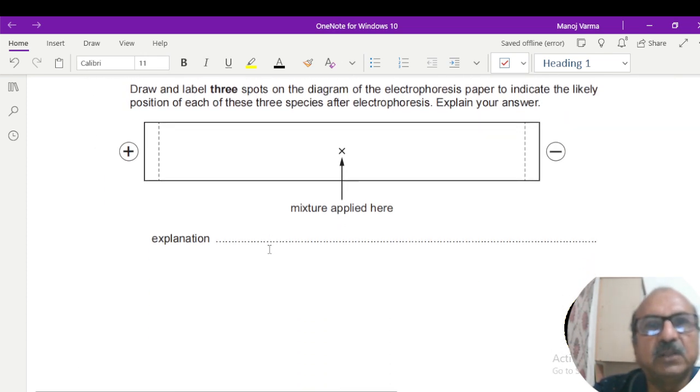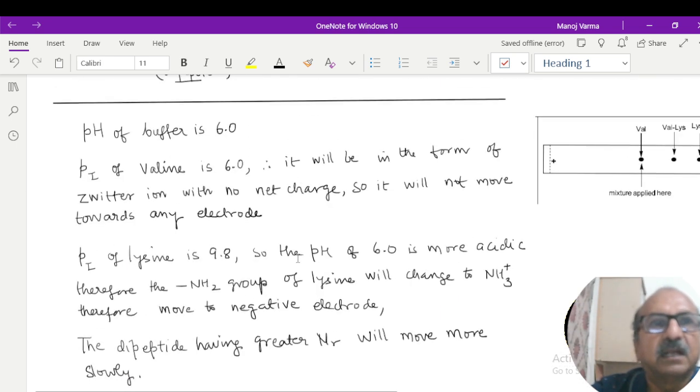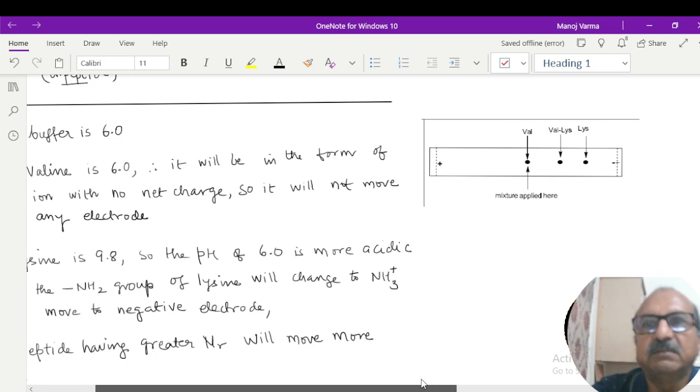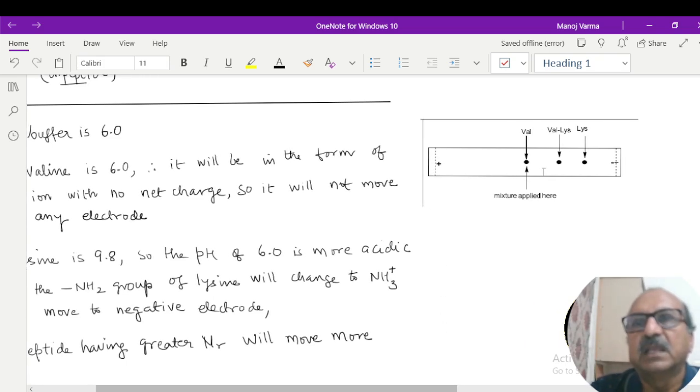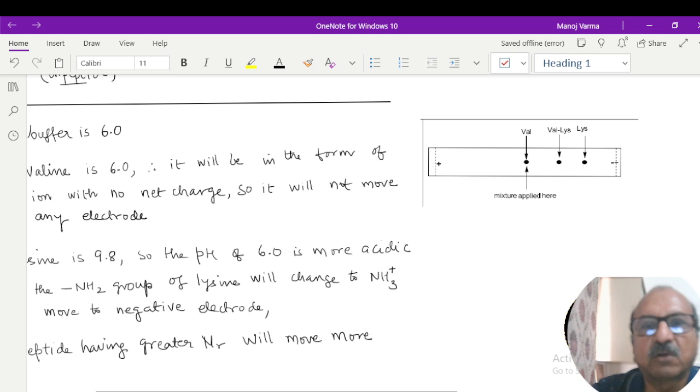So where will you have the spots? Obviously the amino acid valine will not move at all. As you can see the answer, the valine will not move. Lysine and the dipeptide will both move towards the negative electrode because both are positively charged. The dipeptide will move more slowly than the lysine, and therefore these are the three positions and the three spots of the mixture.